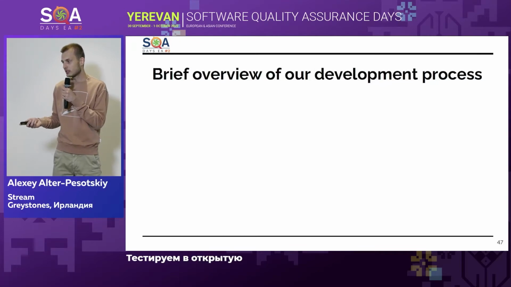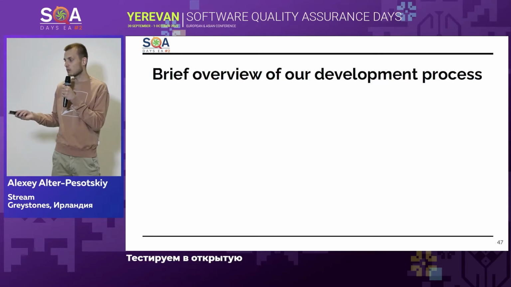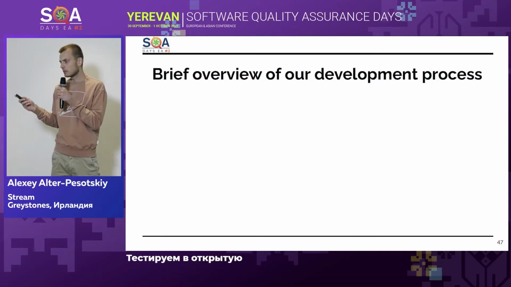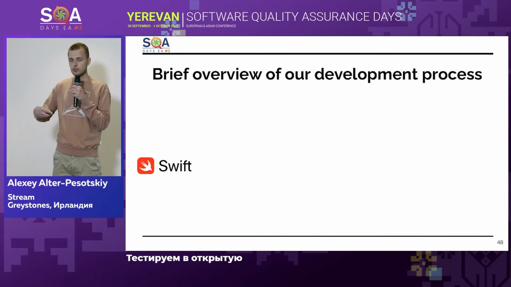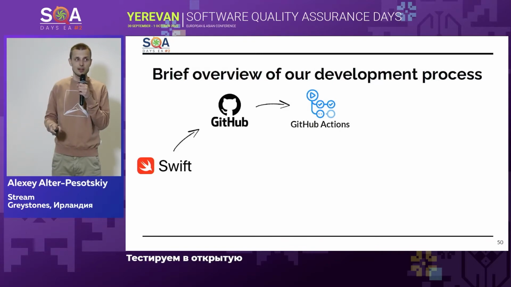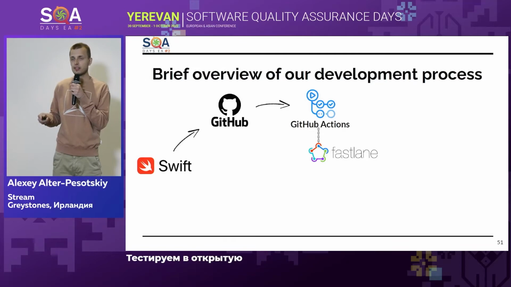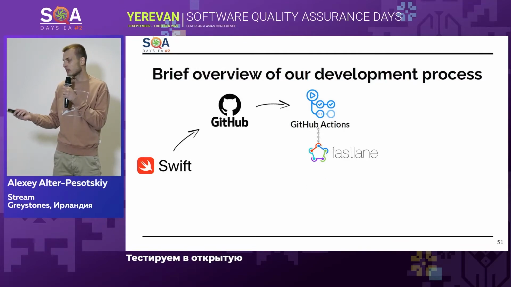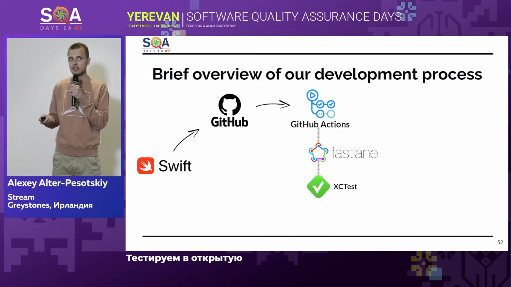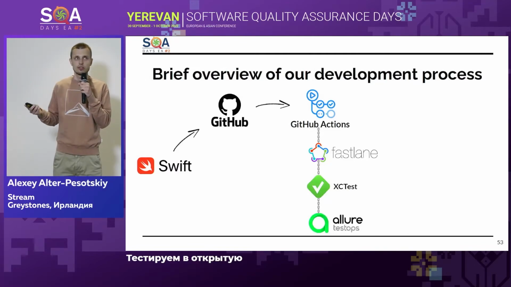Okay, we just took a look at open testing and open source in general. Let's see what we are doing on our project and briefly go through our development process. So we are writing code in Swift. I'm talking about Chat SDK on iOS. We store our source code in GitHub, and we are using GitHub Actions as our CI service. And we are using Fastlane to wrap all the scripts and tooling that we are using. And we are writing tests in XCTest. It's a native framework on Apple to write UI and unit tests. And we're using Allure TestOps to store our test reports.